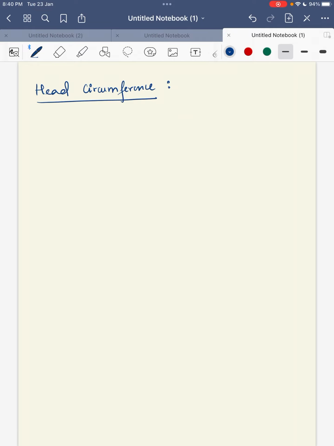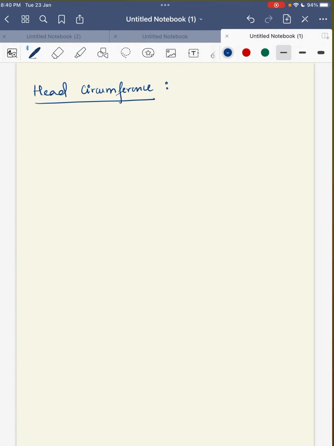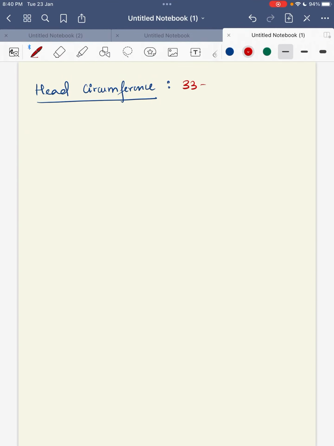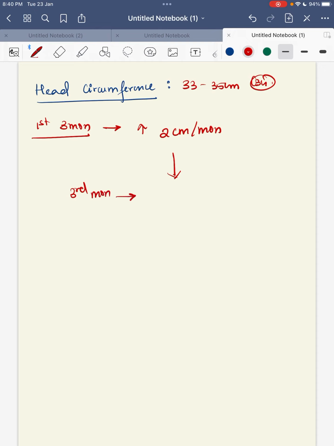Next, we will see head circumference. Head circumference is also an easy one. When a child is born, the average head circumference will be between 33 to 35 centimeter, or you can keep it as 34 in between. For the first 3 months of life, there will be an increase in head size of 2 centimeter per month. So by the third month, the child's head circumference will be around 40 centimeter.